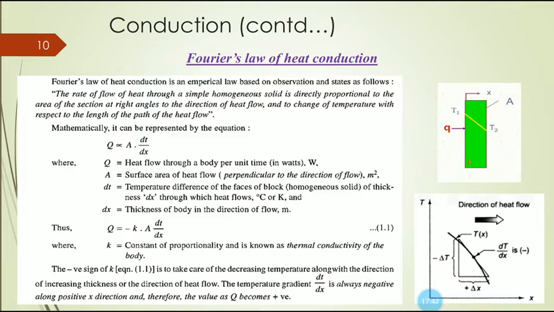dt is the temperature difference of the phases of the homogeneous solid, which has the thickness dx through which the heat is flowing, and the unit is degree centigrade or Kelvin. And dx is the thickness of the body in the direction of flow. The unit is meter. Now the mathematical representation is Q equals to minus k dt/dx.